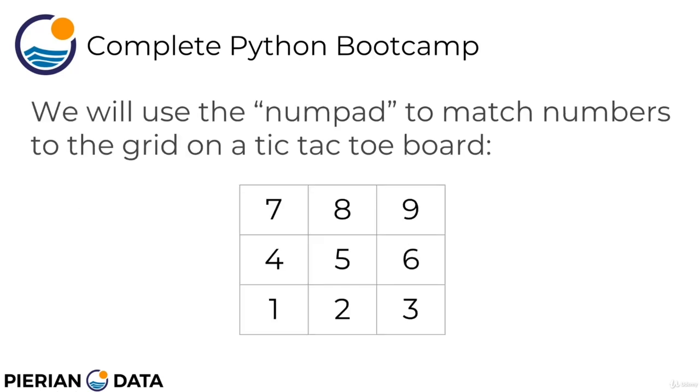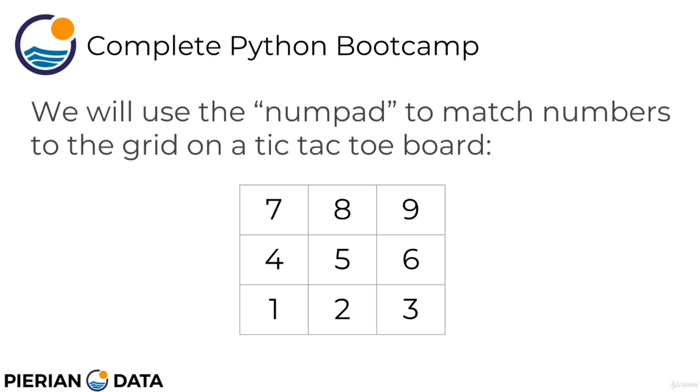Now let's describe the actual idea here of putting in keyboard input and converting that into something that corresponds with a tic-tac-toe board. We're going to be using the idea of a number pad. So if you have a larger keyboard, often it has a number pad to the right of it, and we're going to match those numbers to the grid on a tic-tac-toe board. And it's up to you which way you want your number pad to go.